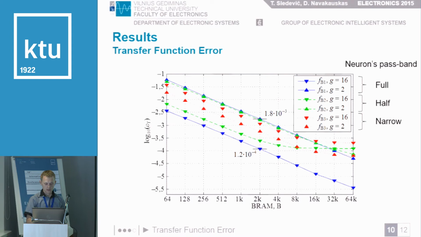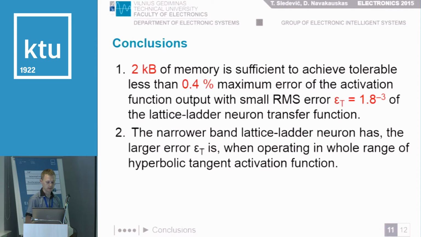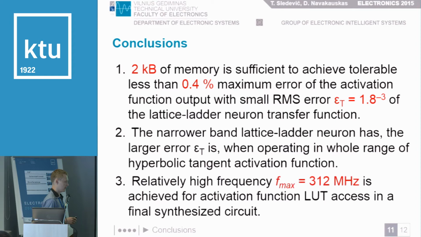So, the first two conclusions I have mentioned: we decided to use 2 kilobytes of memory, achieving 0.4 or less maximum error. And the third conclusion: after the implementation of the Lattice-Ladder neuron with the activation function, we achieve a maximum frequency of 312 megahertz, which is actually a high frequency for the FPGA.